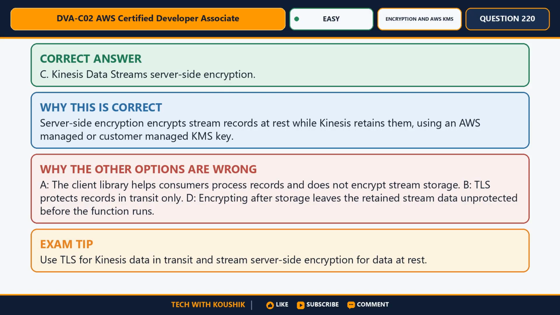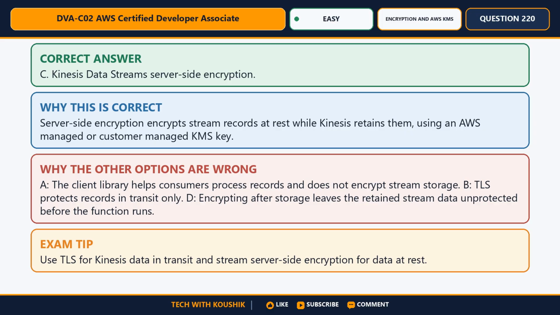The correct answer is C. Kinesis data stream server-side encryption. Here is why. Server-side encryption encrypts stream records at rest while Kinesis retains them, using an AWS managed or customer managed KMS key. Why are the other options not correct?